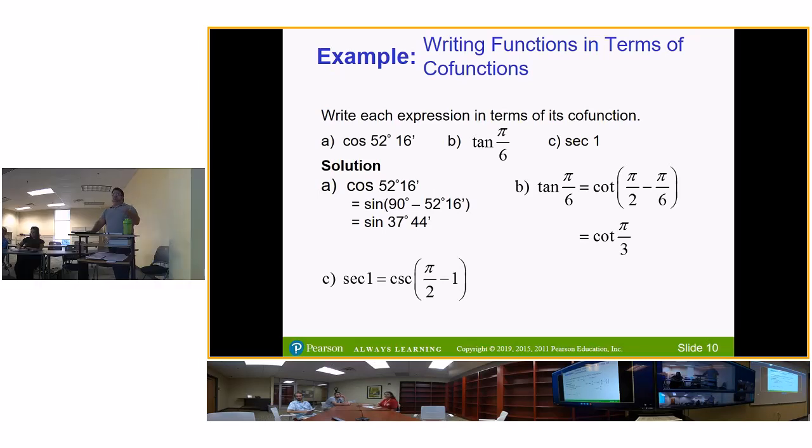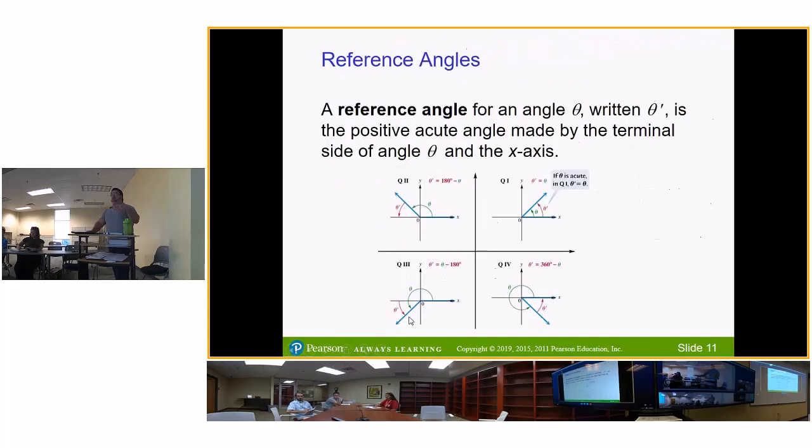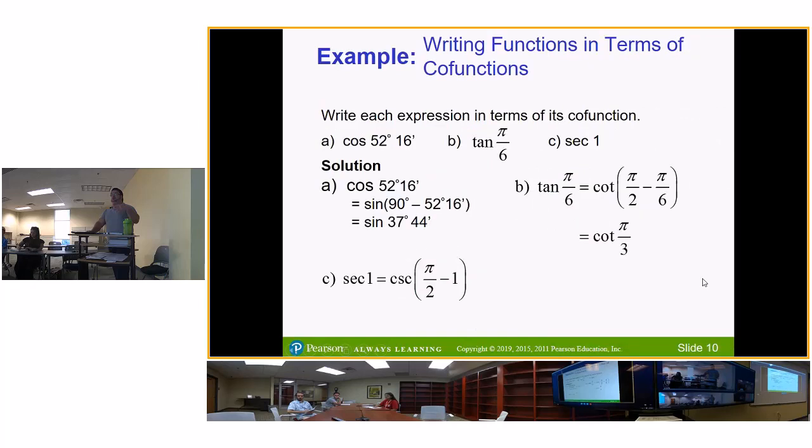Sometimes it's the reciprocal, sometimes it's not. But the sine and the cosine are cofunctions. The tangent and the cotangent, the secant and the cosecant, they're cofunctions. Not a big deal for me, like I said. Again, you're not really solving anything, you're rewriting.